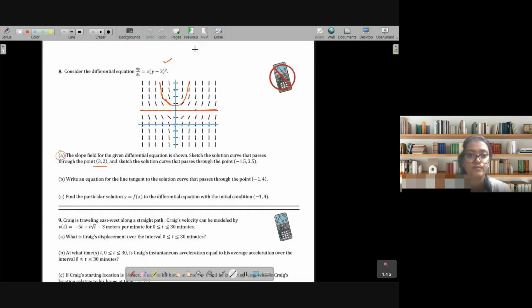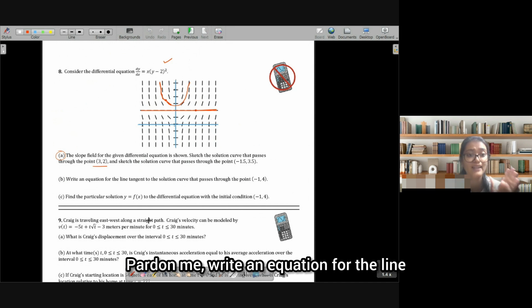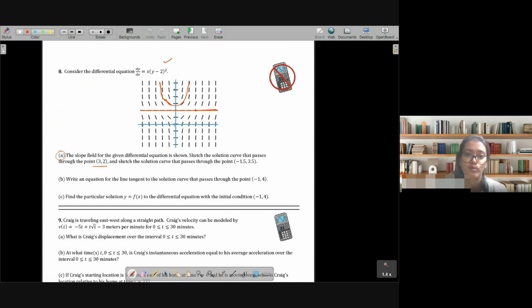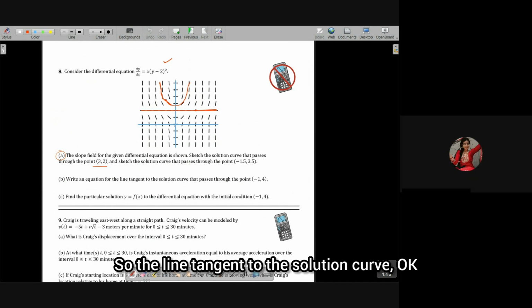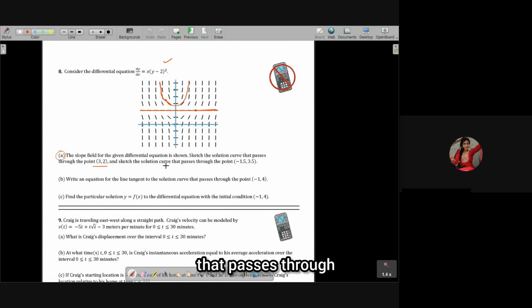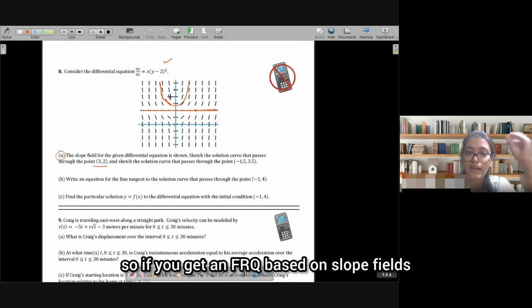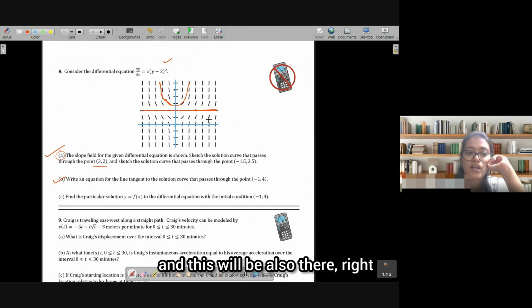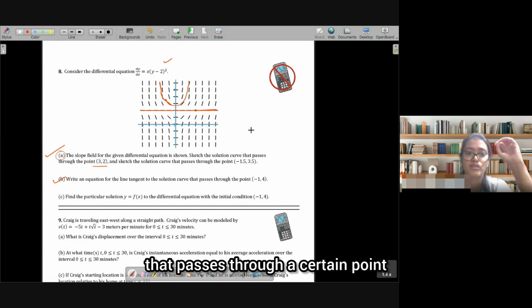Okay, now part B, write an equation for the line tangent to the solution curve that passes through the point negative 1, 4. So the line tangent to the solution curve that passes through negative 1, and 1, 2, 3, 4. Yeah, so if you get an FRQ based on slope fields, this part A will definitely be there, sketching the curve at a point, and this will also be there, right? The equation of the tangent line to the solution curve that passes through a certain point.